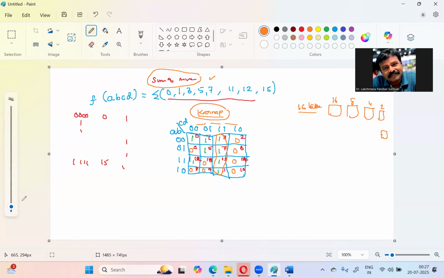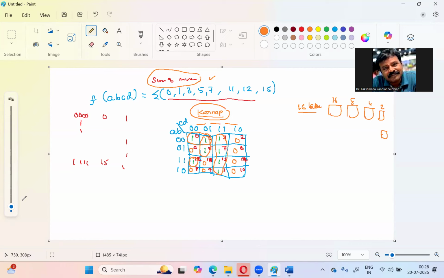Then these two ones can be combined. Similarly, these two ones can combine. Then these two are combined. There can be an overlap. These two can combine, and here the single one is retained because there is no adjacent one. Adjacent means horizontal and vertical; the diagonal is not adjacent.